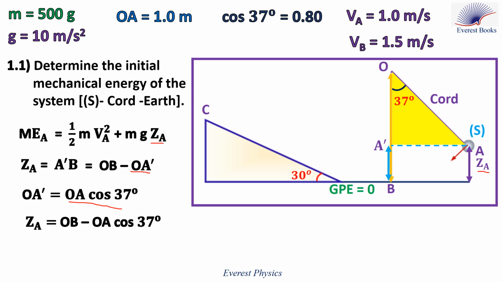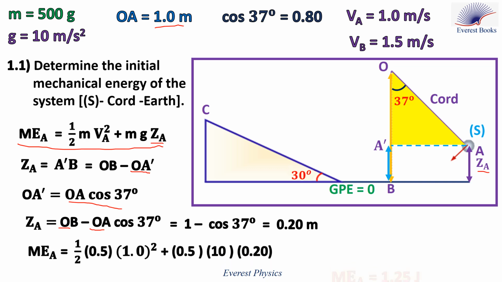Look at the figure. OA equals OB, and it is equal to 1 meter. Then replace OB and OA by 1. You will get 1 minus cosine 37 degrees, or 0.2 meters. Now we are ready to calculate the mechanical energy at point A. Plugging in the numbers gives the value of this mechanical energy. It is 1.25 joules.